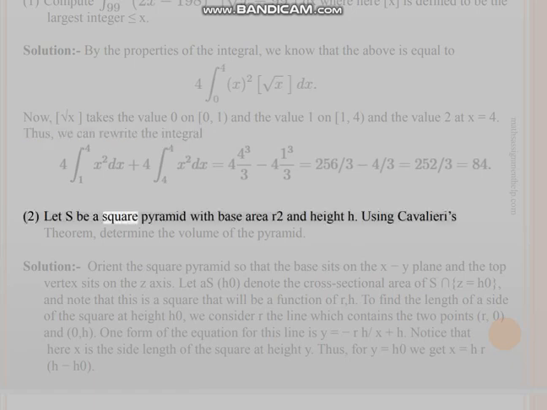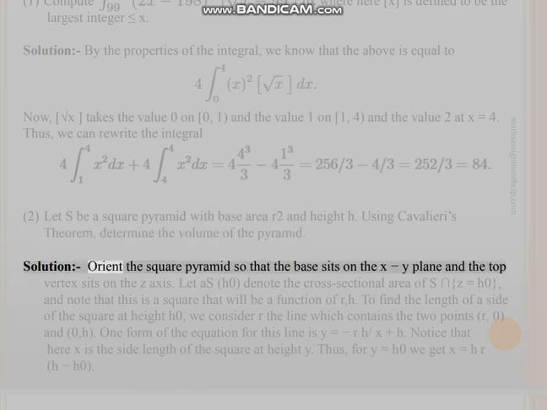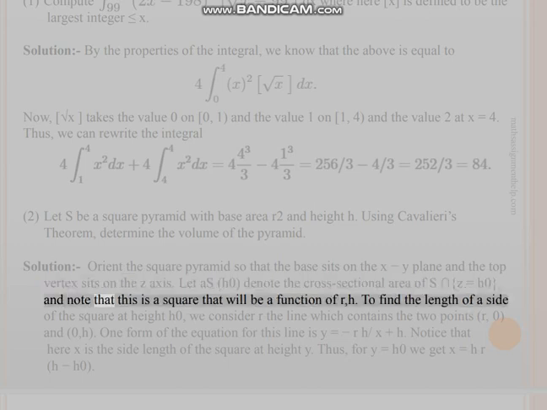2. Let S be a square pyramid with base area r^2 and height h. Using Cavalieri's theorem, determine the volume of the pyramid. Solution. Orient the square pyramid so that the base sits on the x-y plane and the top vertex sits on the z-axis. Let A(h0) denote the cross-sectional area of S intersection z equals h0, and note that this is a square that will be a function of r, h.